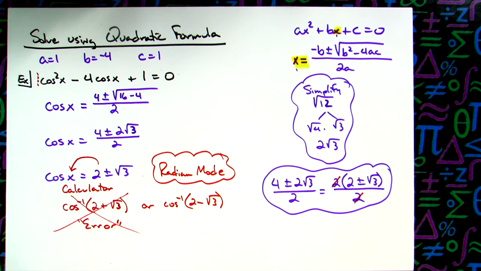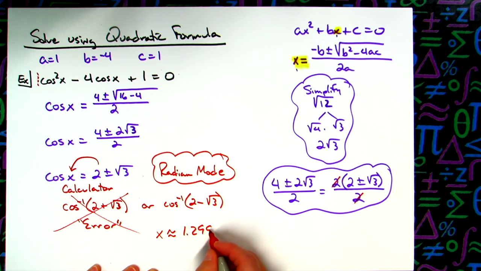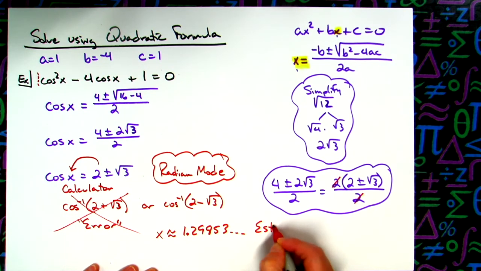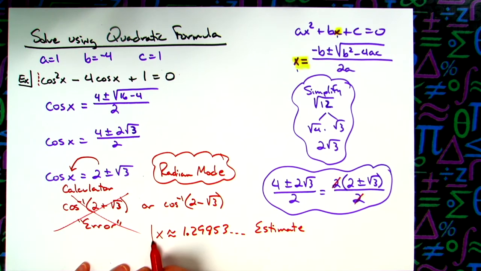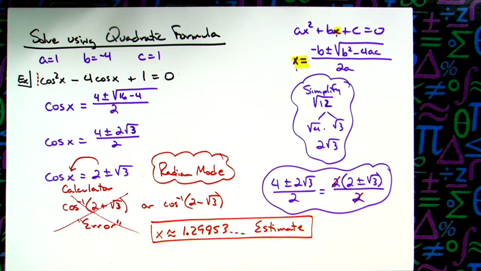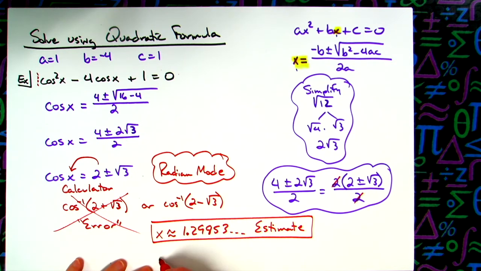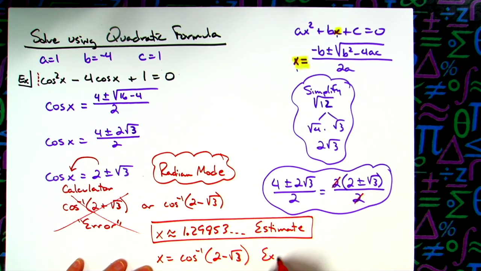It gave me a decimal that goes on forever and ever, right? So I've got x is approximately equal to 1.29953. I just went out a number of places there. This is my estimate answer, the estimate that it gave me on the calculator. But isn't this up here my exact answer? So x equals the inverse cosine of 2 minus the square root of 3 would be my exact answer.